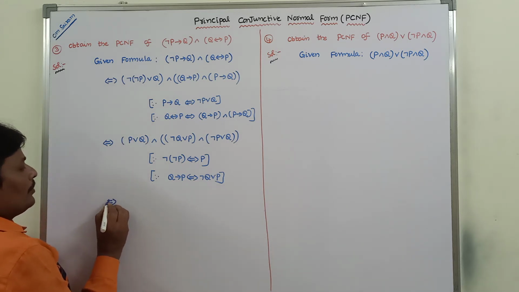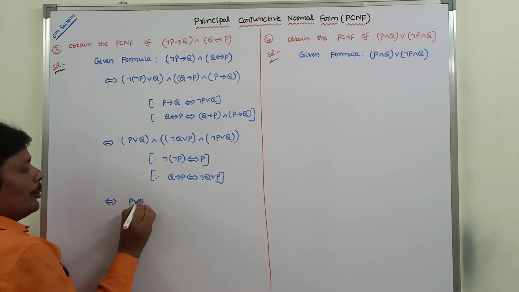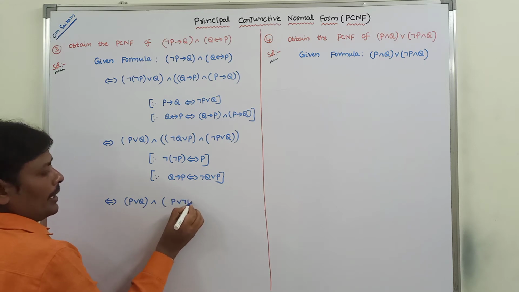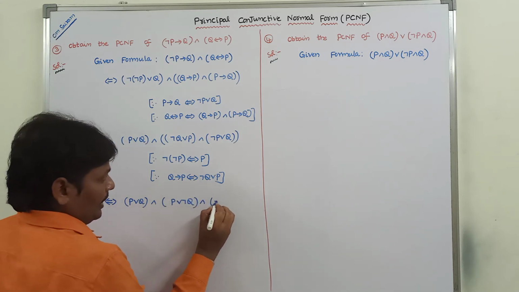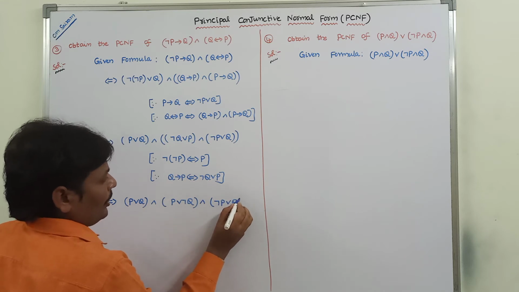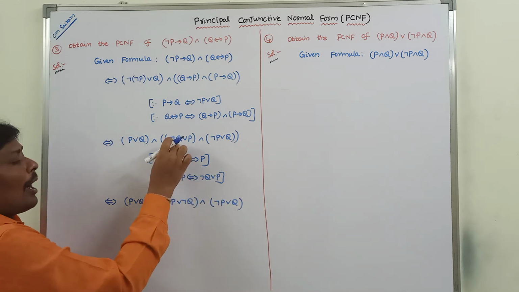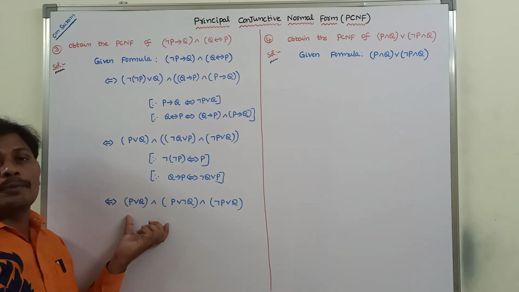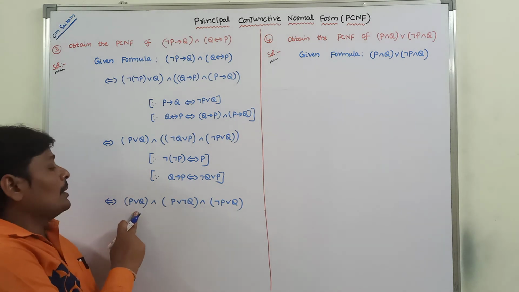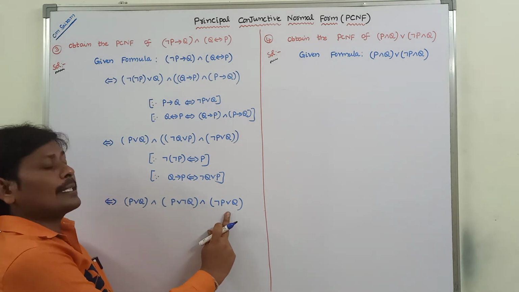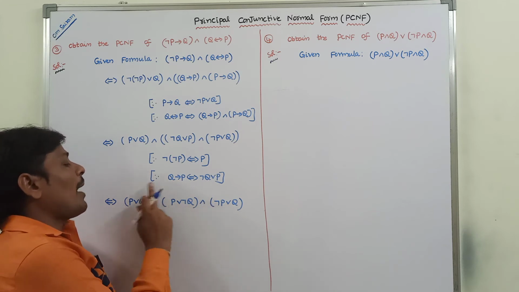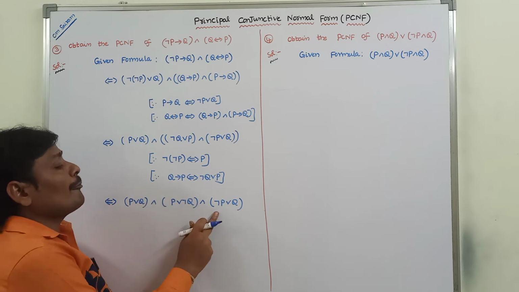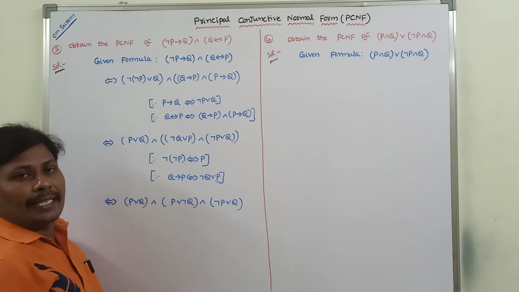Next, P or Q, and this can be written as P or negation Q, and this can be written as negation P or Q. According to the commutative law, I am writing this one as P or negation Q. Observe this: this is a max term, this is a max term, this is a max term. These max terms are connected by using conjunction. Conjunction of max terms is nothing but PCNF.